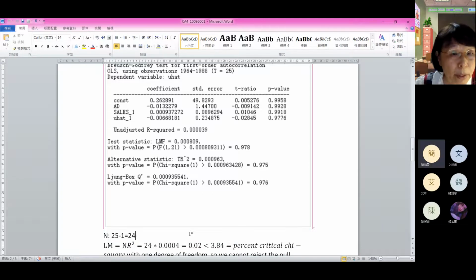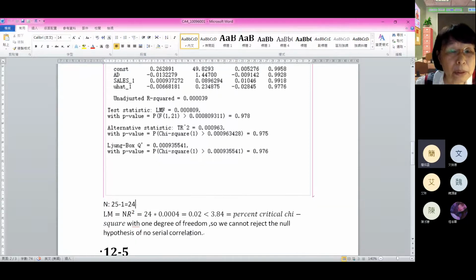0.975. Although you wanted to use the critical value approach, you need to use just the numbers they calculated, which means 0.000963 compared with 3.84. You see what I'm saying here? Yes, right. I missed it. Okay, I know.